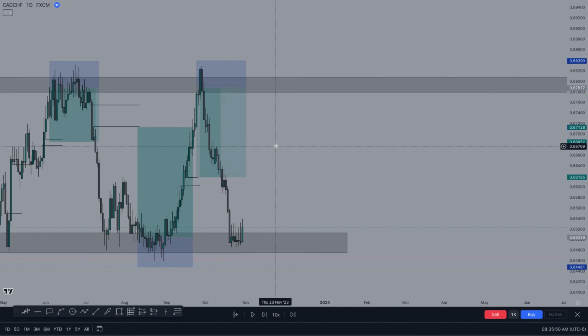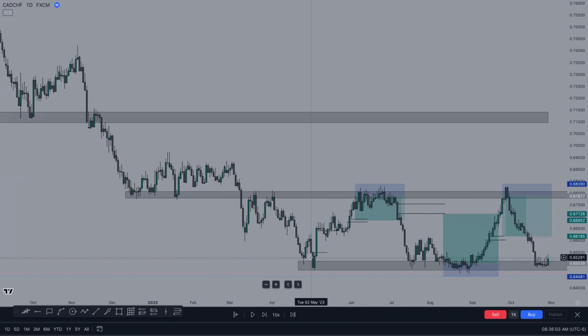Feel me? This is how you can catch moves back to back, back to back. You can always do this. Feel me? Okay, so with that said, I want you guys to go on your charts and try to look for these levels. All right.